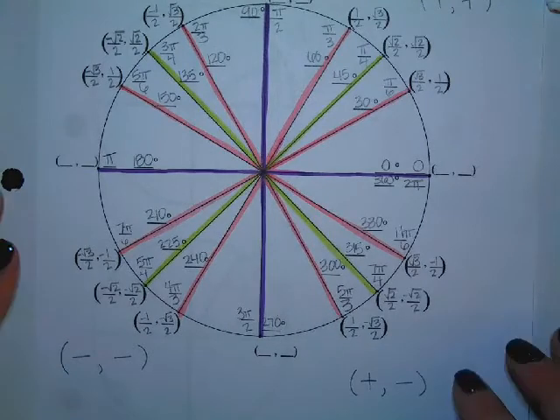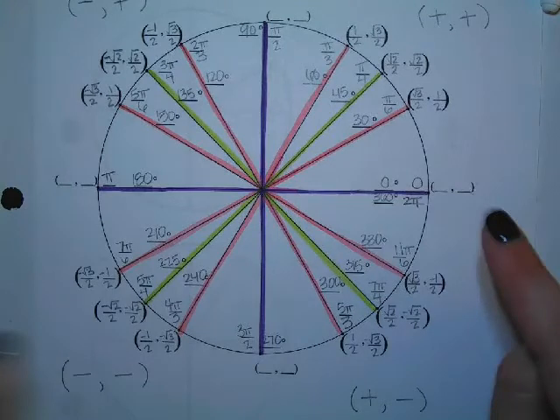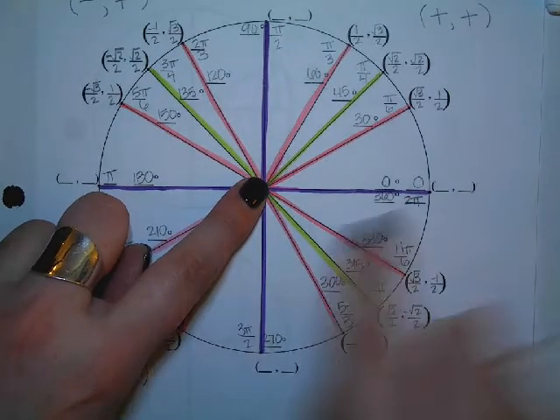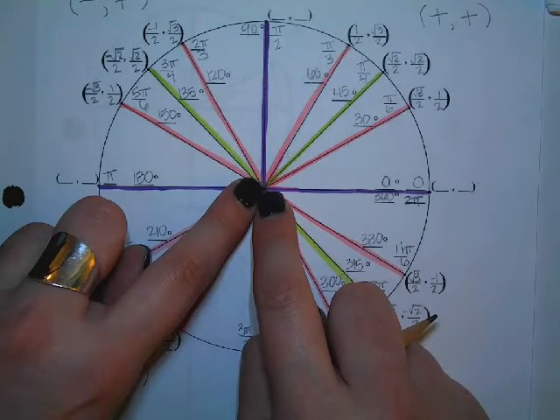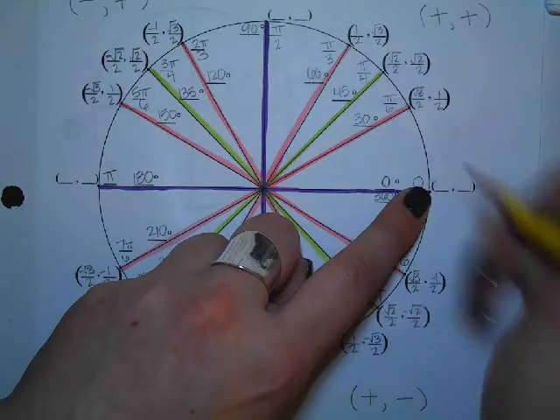Okay. Now, we have some coordinates missing. These were the easiest ones, though. So somebody tell me again, what's the radius length? 1. Okay. So from 0, 0, right here in the center, we go to the right 1. So this point is 1, 0.